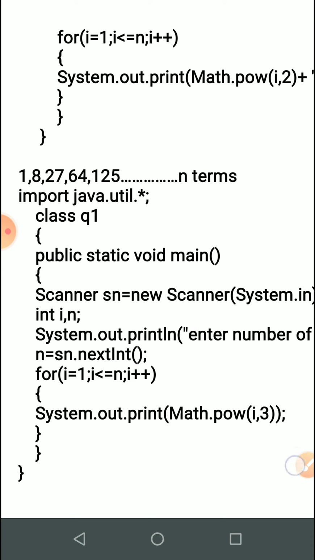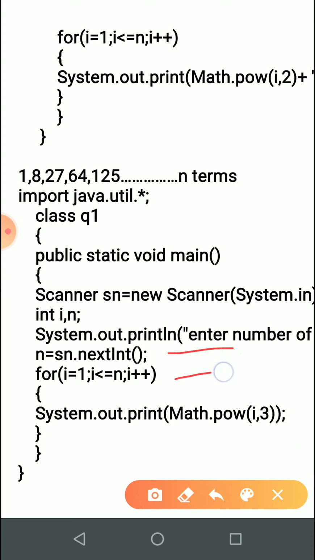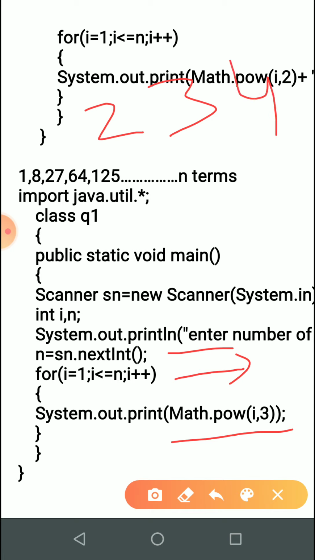N terms, so number of terms. Then the loop executes n times. And in the same way, the same program, only in place of I comma 2, this time it is I comma 3. 1 cube is 1, 2 cube is 8, I becomes 3, 3 cube is 27, I becomes 4, 4 cube is 64, and so on.